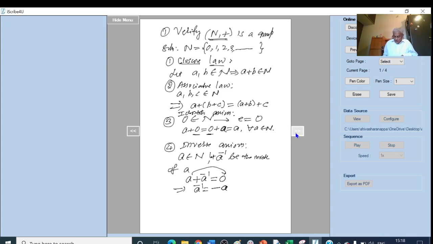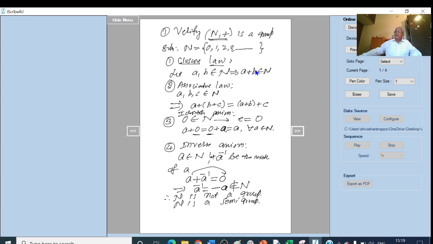Does this element belong to N? No. Here, this is not an element of N. That means the inverse of each element does not exist in N. So therefore N is not a group. Right? This is not a group. Is it a semi-group? Yes, it is a semi-group because the closure law is satisfied and the associative law also holds. That is, these two conditions are satisfied. So therefore N is a semi-group.